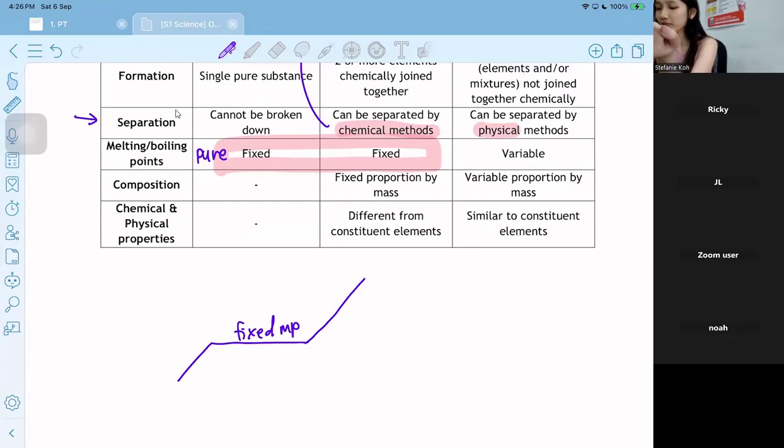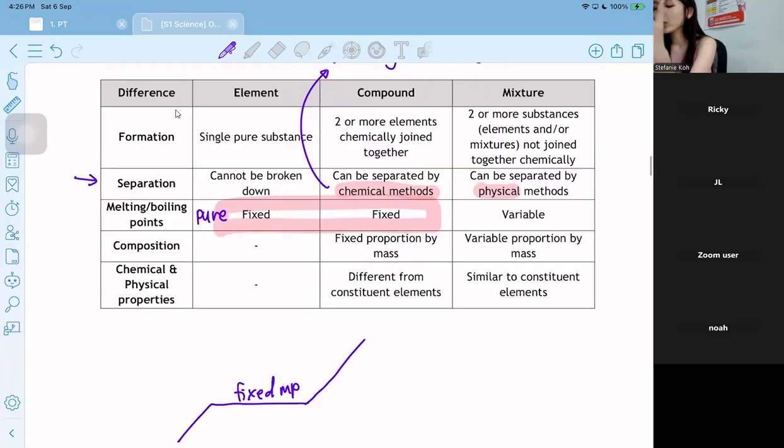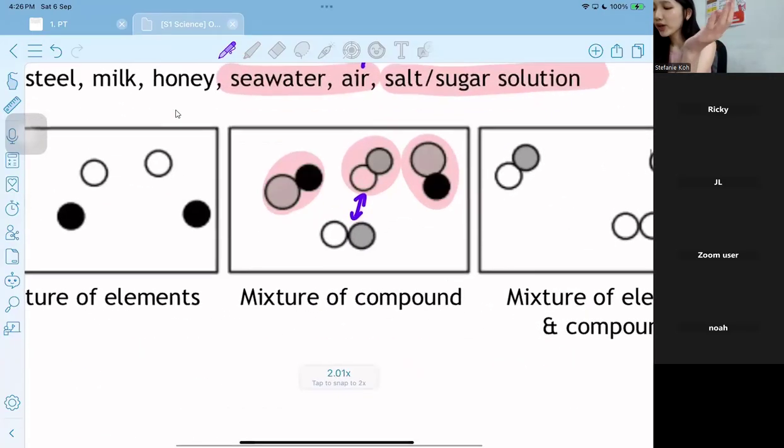Okay? Then for mixtures, we say, oh, it has a range. It melts over a range, because inside you have, let's say, 3 different things, right? And each of them has a different melting point. So they will melt according to who is lowest first, and so on. So it comes in a range, right?